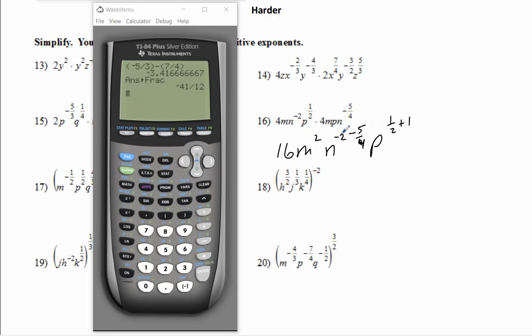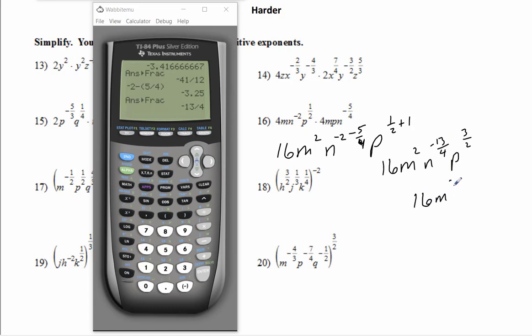Now let's use a calculator. Again, you should be pausing and going from there. And then let's see what we get. So when I do the calculator, this is what I get. I get 16m squared, n to the -13/4, and then p to the 3/2. But because the n is negative, it needs to go to the bottom. So I get 16m squared, p to the 3/2 over n to the 13/4. There we go. There's our answer.